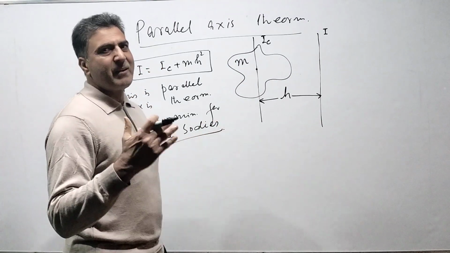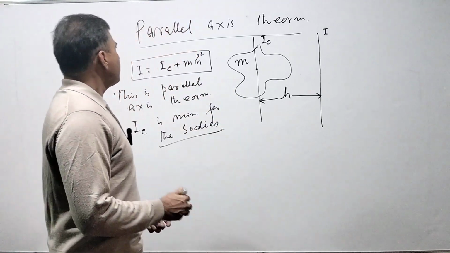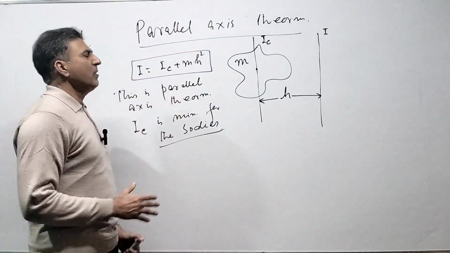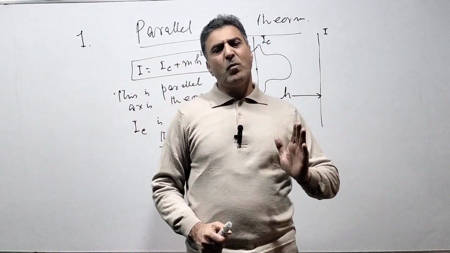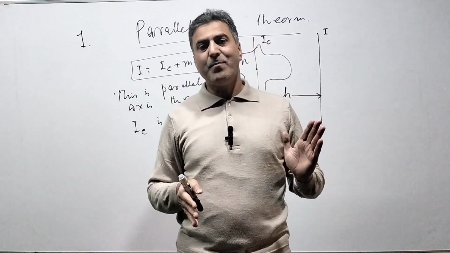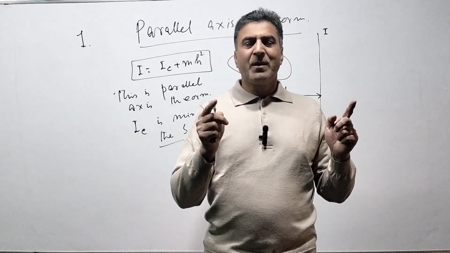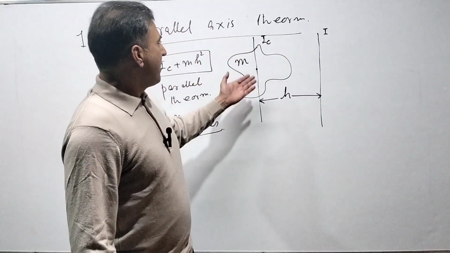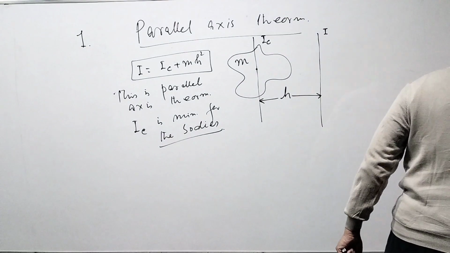Moment of inertia about the center of mass axis is minimum, right? Okay, well that's all. This is the parallel axis theorem. If you have an axis passing through the center of mass, you can find the moment of inertia about any new axis which is parallel to this center of mass axis, provided you know the distance between the two axes and you know the mass of the body. That's all. Okay, now let me go to the applications.